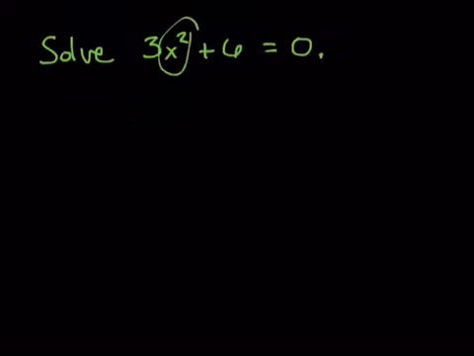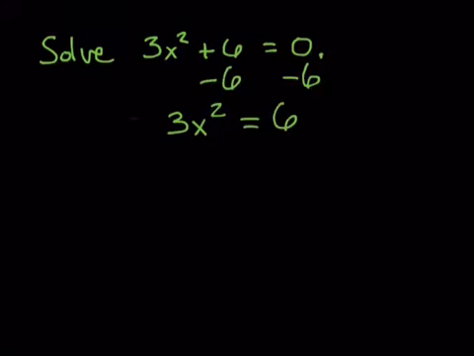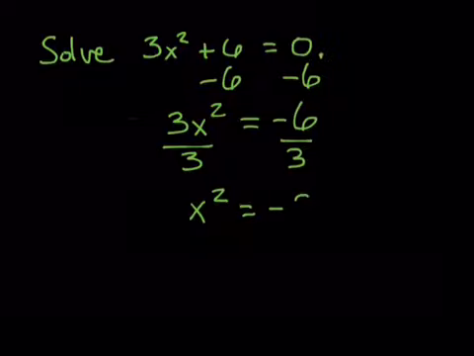Okay, so I want to get rid of the 3 and get rid of the plus 6. So I'm going to do that by solving for x squared. So I'm going to move 6 by subtracting it first. So 3x squared equals negative 6. Right? And then I want to divide both sides of the equation by 3. So you would get x squared equals negative 2.